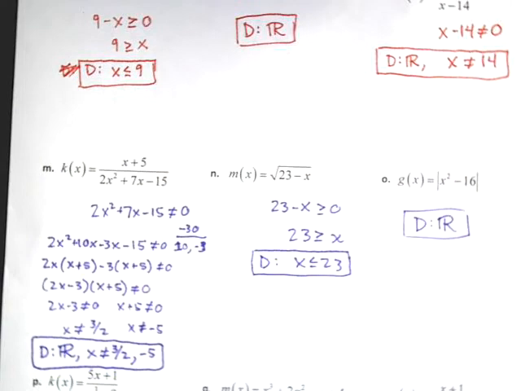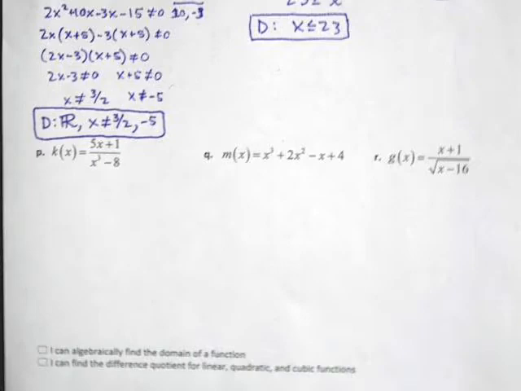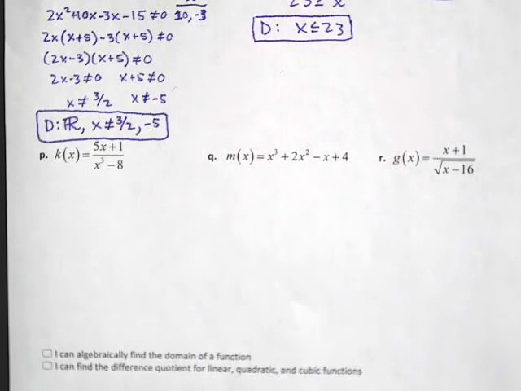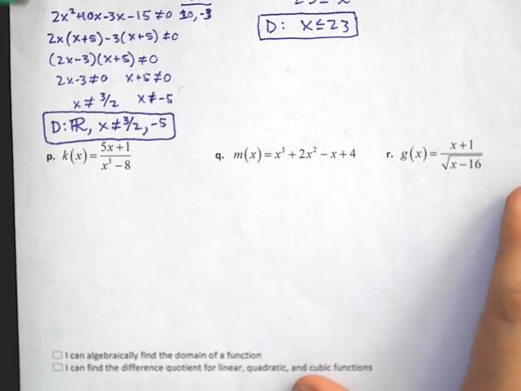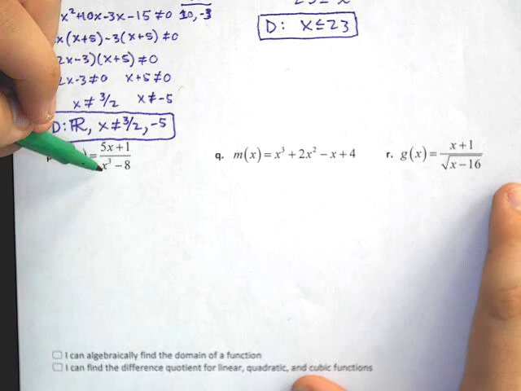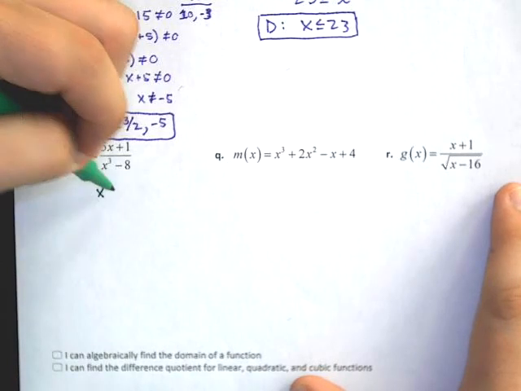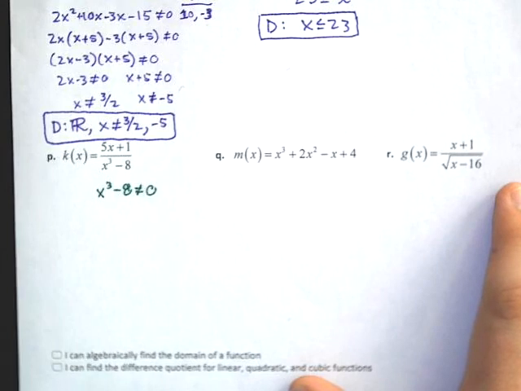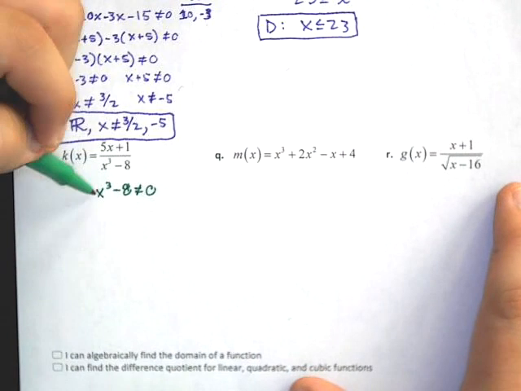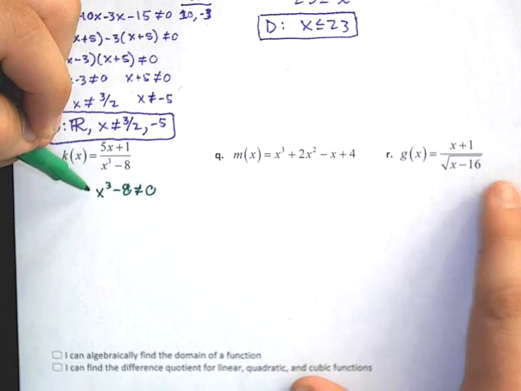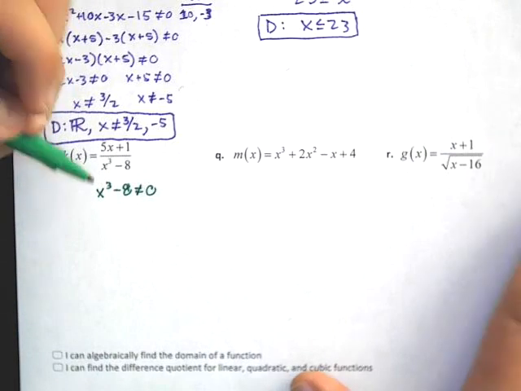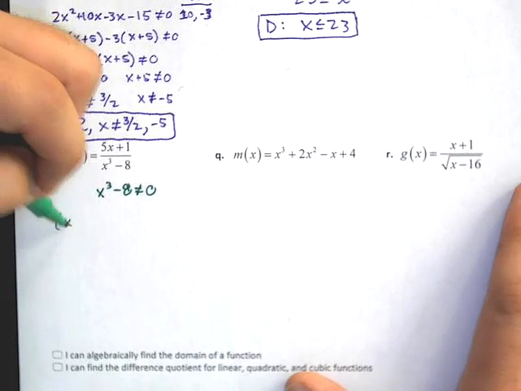All right, we're almost there. We are almost there. Letter P. Letter P. What do we have here? We have something in the denominator, so we know that this expression cannot equal 0. Ooh, what's going on here? What is this called? Difference of cubes. Very good, I like it. So we have x minus 2.